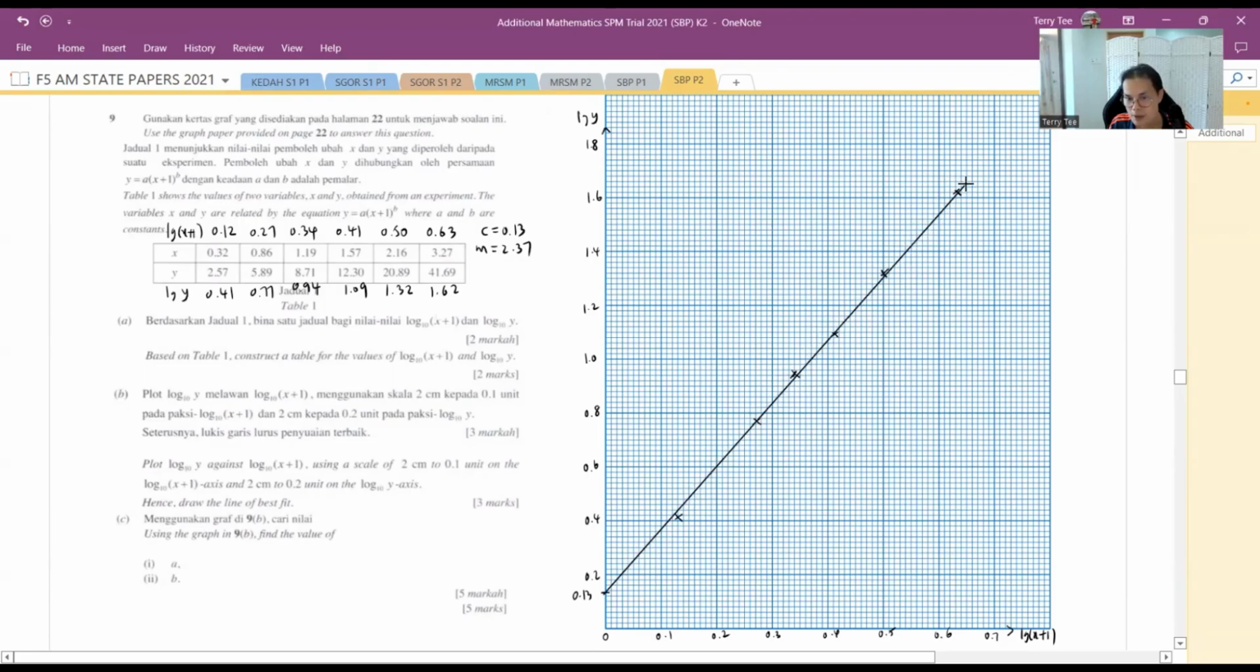You can see it doesn't pass through the first point. The first point is a bit lower, right? 1 point above, 1 point below, 1 point above, 1 point below. I think it's okay, right? Almost all the points are on the line of best fit.